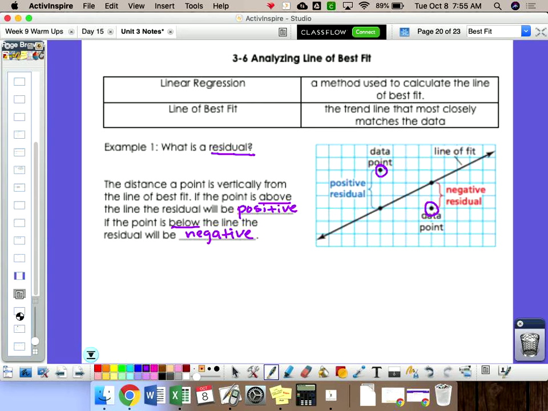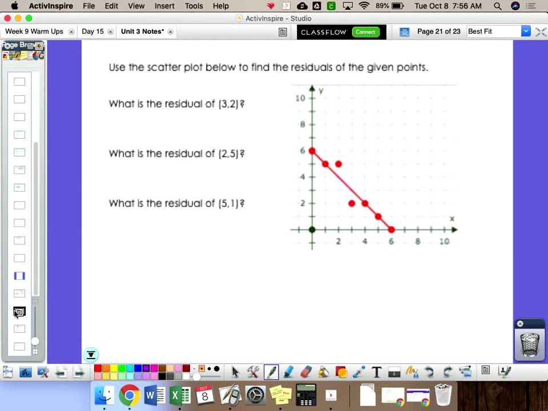So let's practice that. Let's look at another graph and see if we can figure out the residual of a couple points. So what is the residual of (3, 2)? So (3, 2) is this point right here. And I can see that it is 1 space below my line. So my residual would be negative 1 because it was below my line and it was 1 space vertically from my line of best fit.